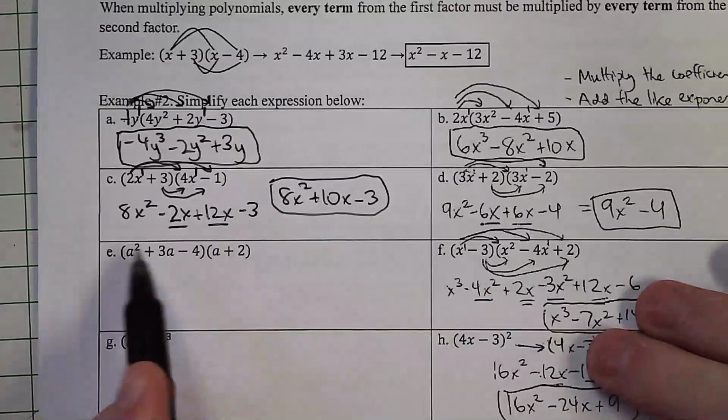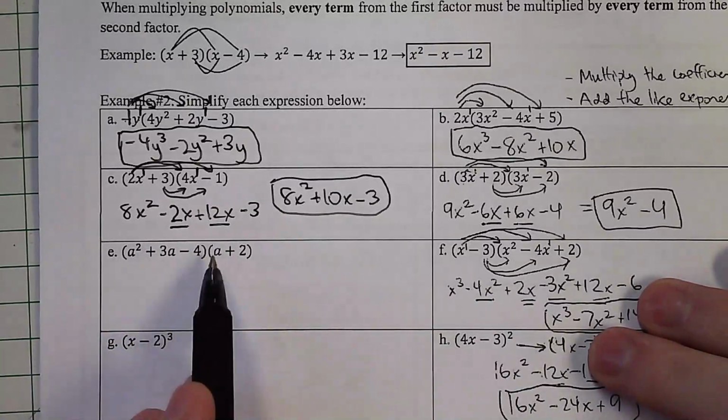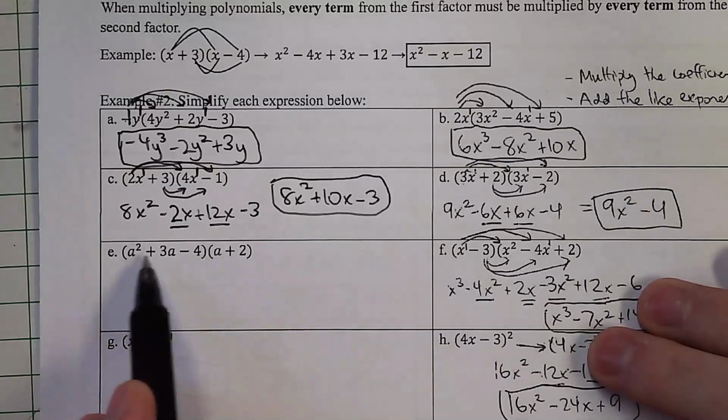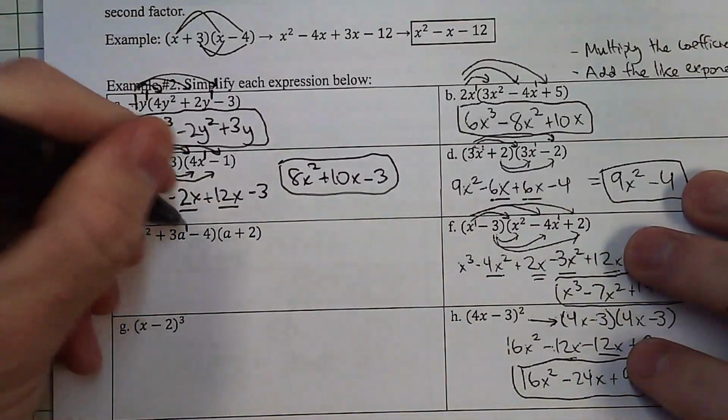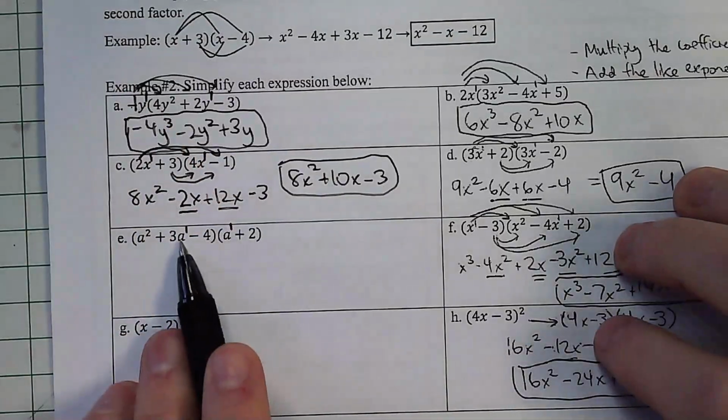Which way do y'all want to distribute? Do you want to distribute these left ones to the right ones, or do you want to do the right ones to the left ones? It doesn't matter. Let's go left to right. Okay, give these an exponent of 1.